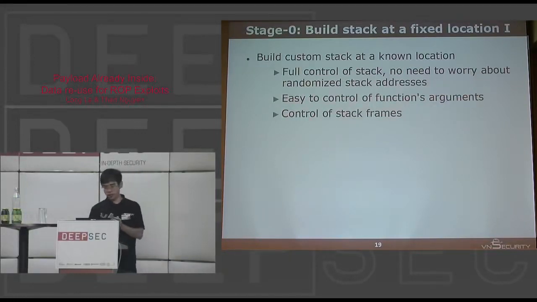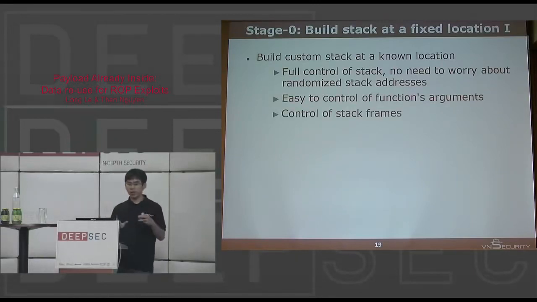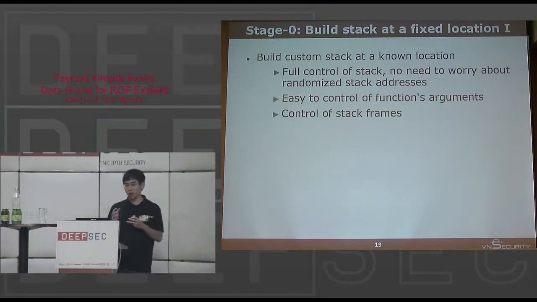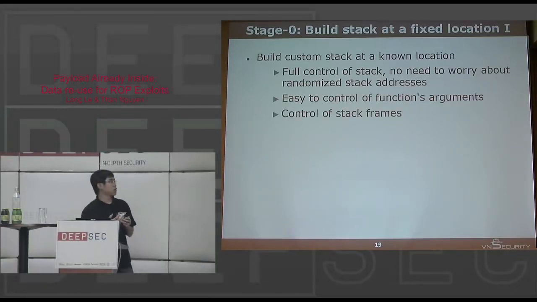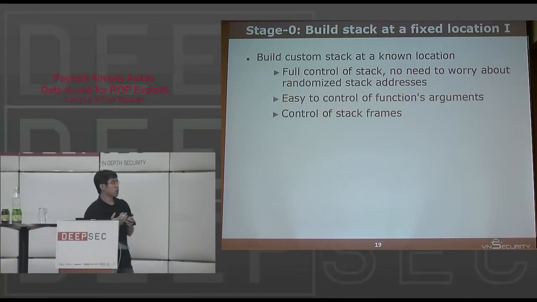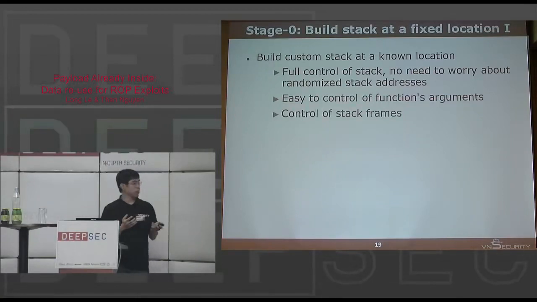So for the stage zero, the first thing we are trying to propose is a way to build a new stack at a known location. This way, you can have full control of the stack. You don't need to worry about the randomized stack address any longer once you switch to the new stack. It's easy to control the function arguments on the new stack for the chained return to libc or ROP shellcode. And also, you can control the stack frame.